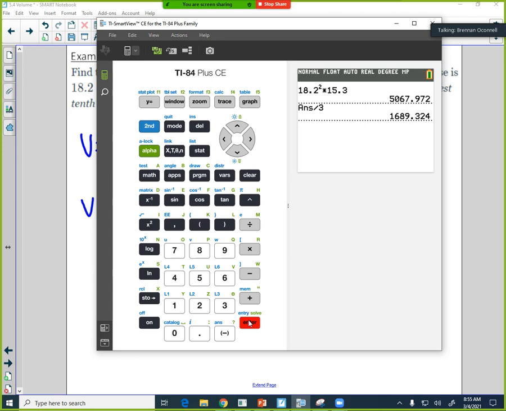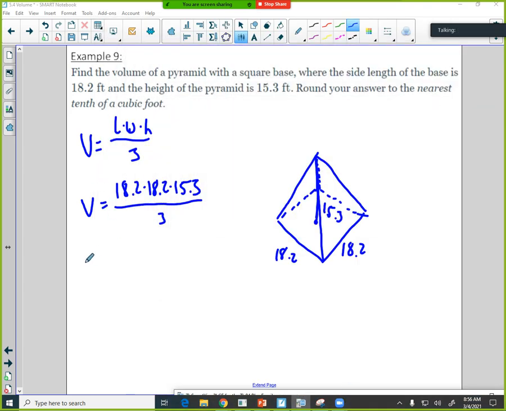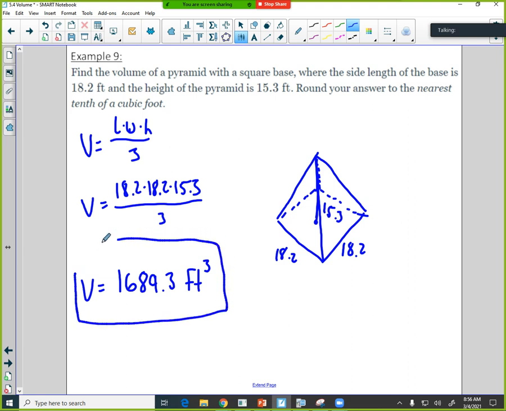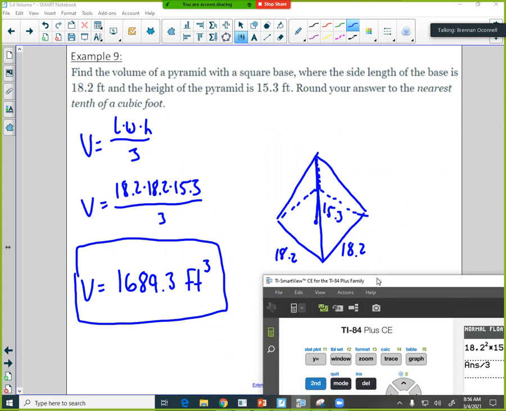And we'll get our volume to be 1,689. And then rounding to the nearest tenth, the first decimal place, we're going to round down to 3. So 1,689.3. And then we have cubic feet. So if you type it in your calculator, it should be good.